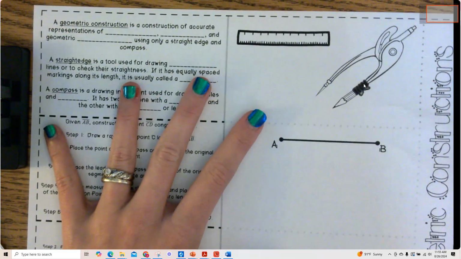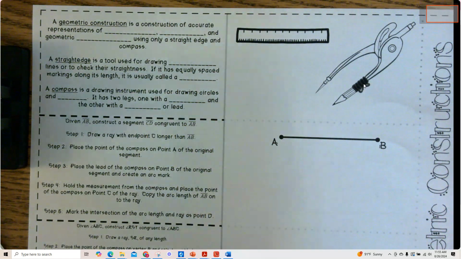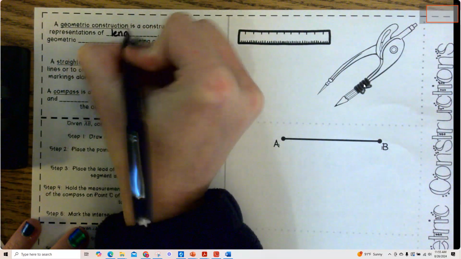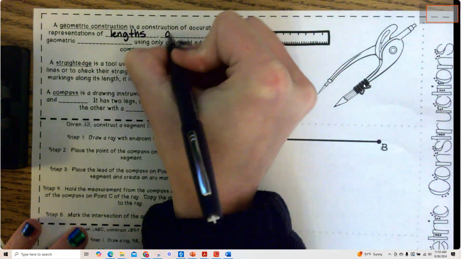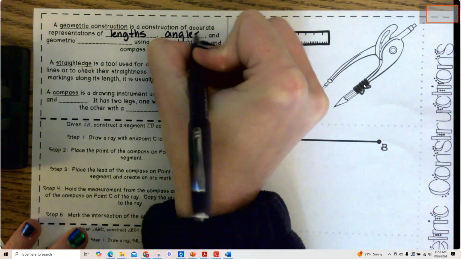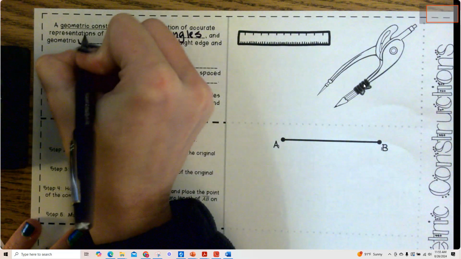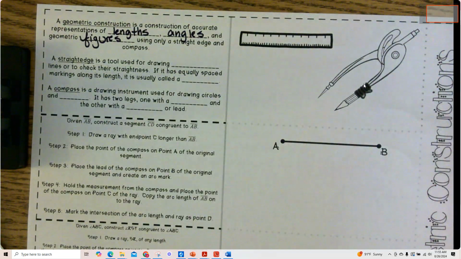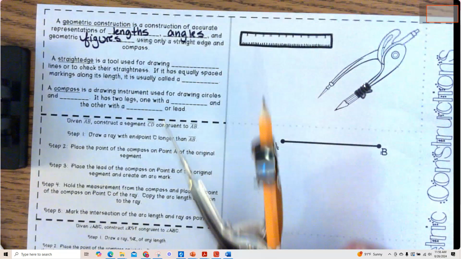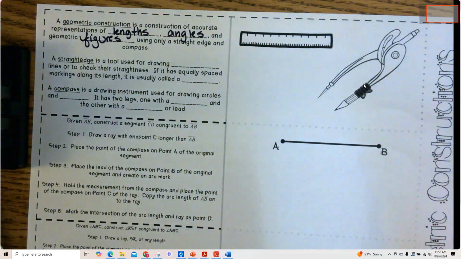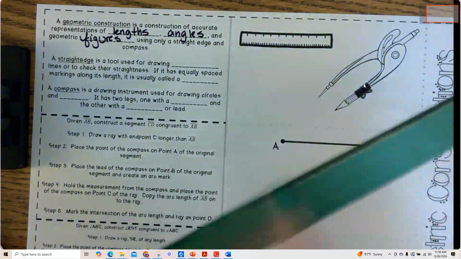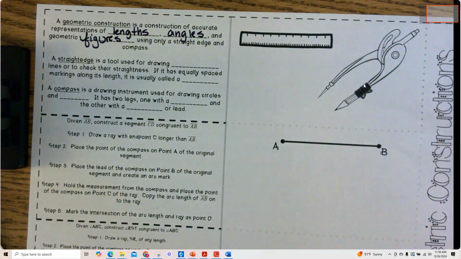So a geometric construction is a construction of accurate representations of lengths, angles, and geometric figures using only a straight edge and compass. So this is the compass, straight edge is just your ruler. Again, we don't use the measurement marks on the ruler. We just need that nice sharp edge so we can draw nice pretty straight lines.